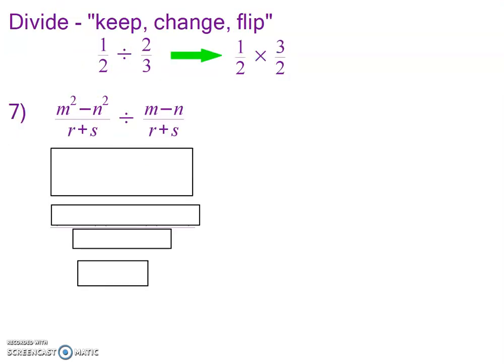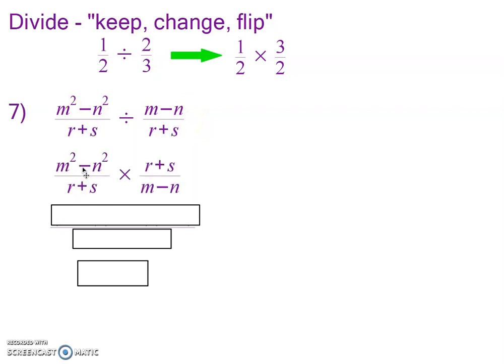The next example is taking us into division. We never divide fractions, we always change division into multiplication. So to change from division to multiplication, we use the little saying keep, change, flip. We keep the first fraction the way it is, we change the division symbol into multiplication, and we flip the second fraction over. Keep, change, flip. So looking at our algebraic fraction here, we're going to keep, change, flip.